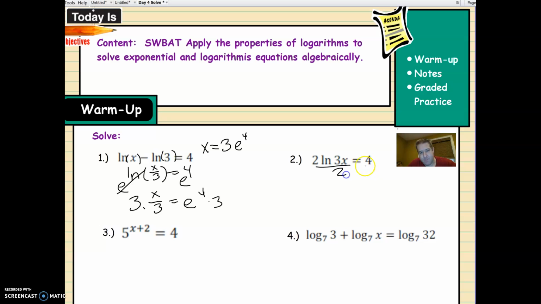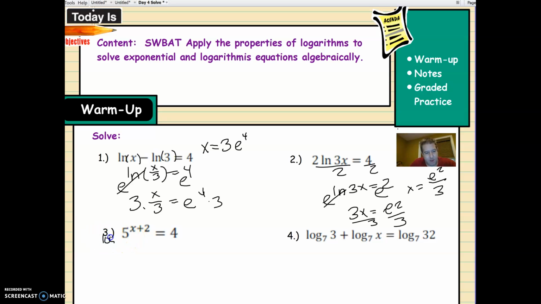This one over here, I'm going to divide by 2 first, and that gives me natural log of 3x equals 2. And then exponentiate using base e. These cancel out. 3x equals e squared, and then divide by 3, and there's your answer. e squared over 3.